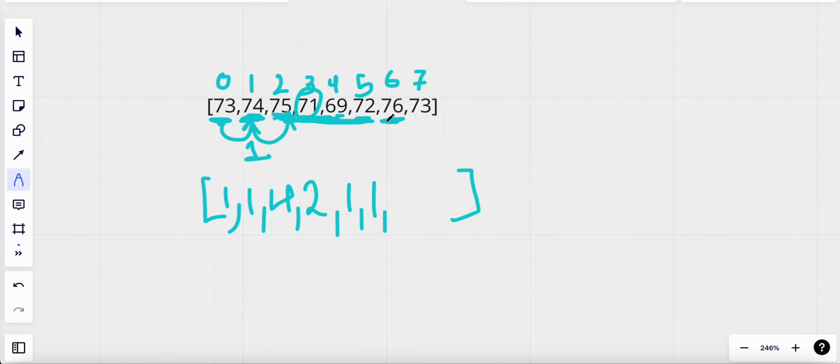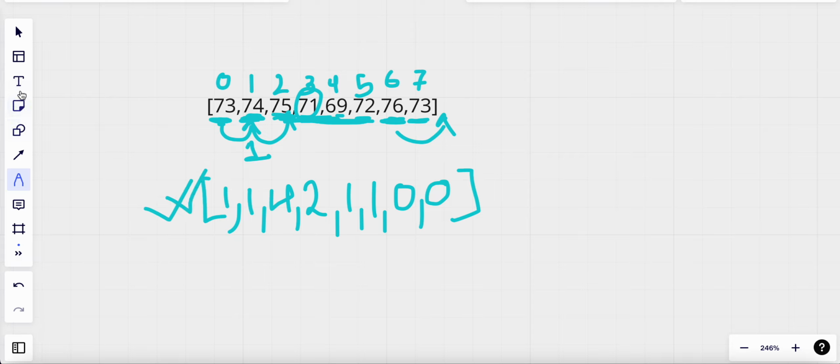What about 76? Well, the next day's temperature is 73, and after that we do not have any value. Since we have reached out of bounds, we could not find any day with a warmer temperature than 76, so we'll have a value 0 here. Similar is for 73, so it would be 0. So this will be our answer array.